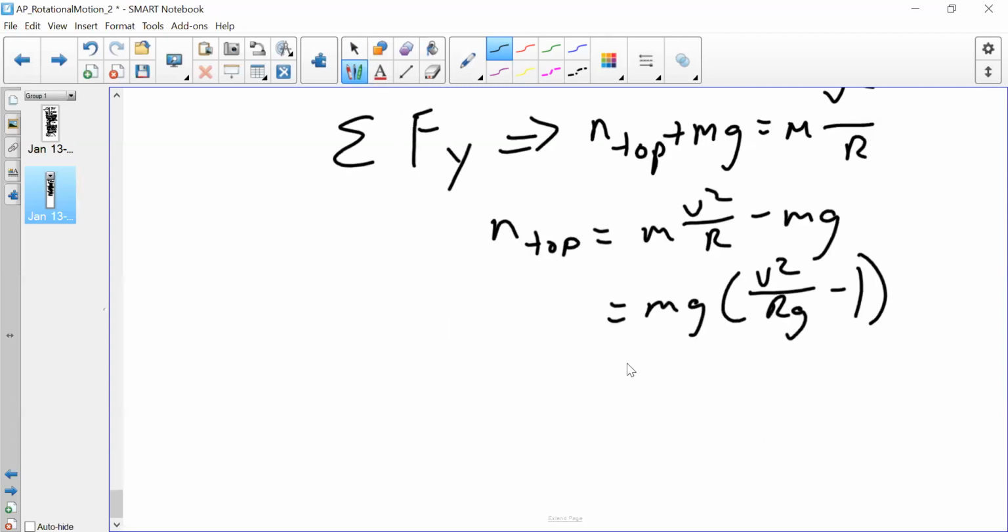So then once you do this, this comes out to be roughly 0.91 mg. So it's 90% of your weight. So you feel that much lighter than what you actually are. So again, proof of maybe intuition that you're actually going to feel lighter at the top of loops. And this is an extension to weightlessness.